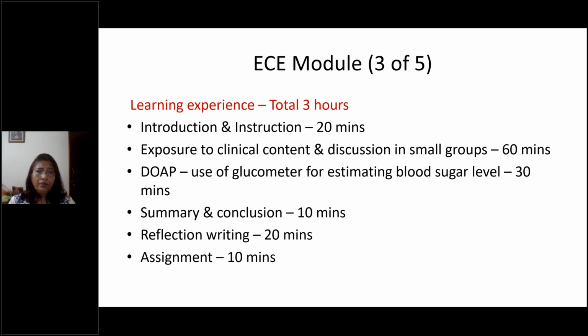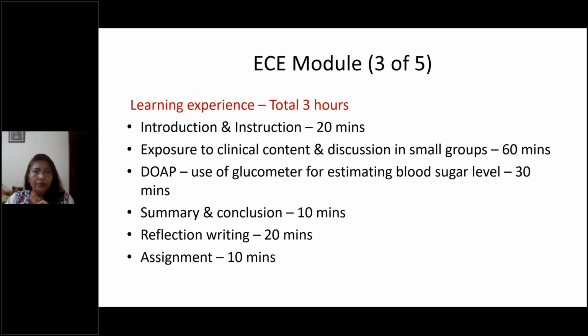Then DOAP, that is demonstration, observation, assessment, and performance, using the glucometer for estimating the blood sugar level. That will be for 30 minutes. Then summary and conclusion for 10 minutes. Then reflective writing by the students for 20 minutes, where they will write what they have learned, what they have understood, their experience in looking into the case in the OPD, what skills they have learned from this early clinical exposure, and how they are going to apply this knowledge in their career. Then an assignment like MCQs for around 10 minutes.